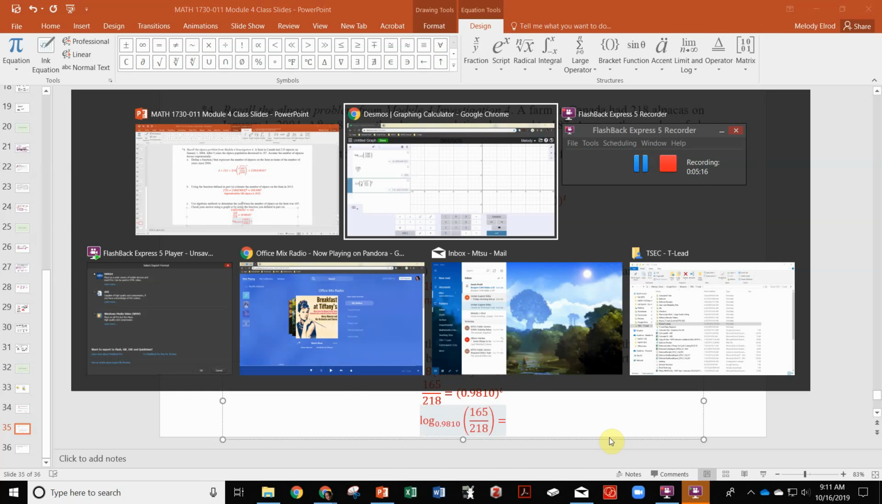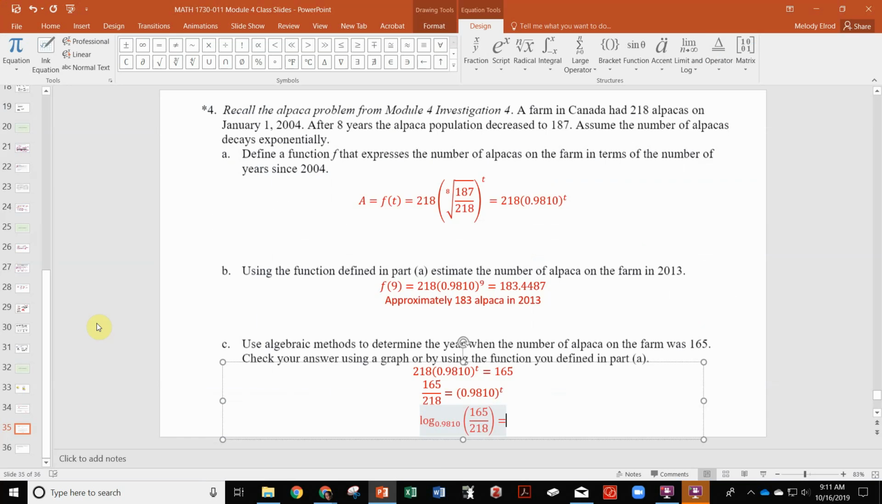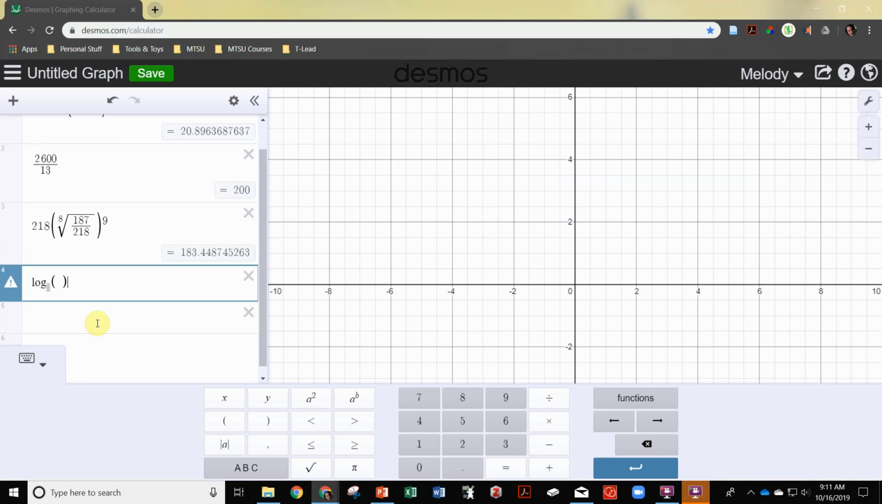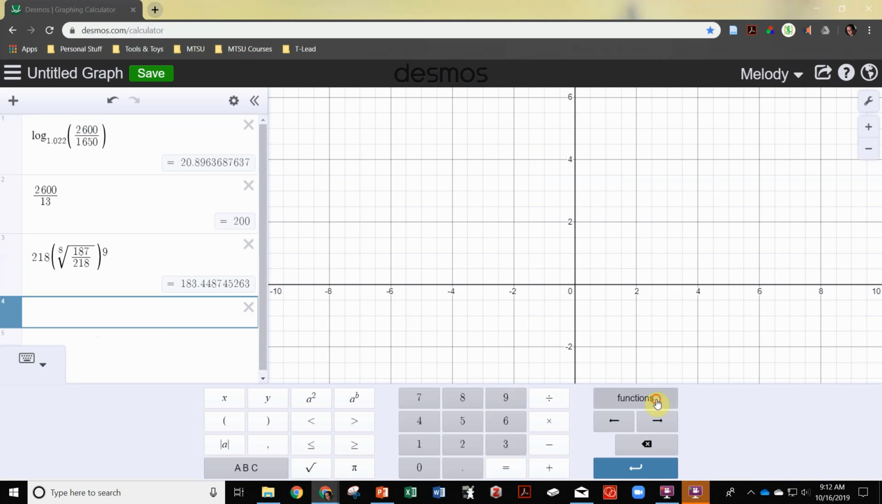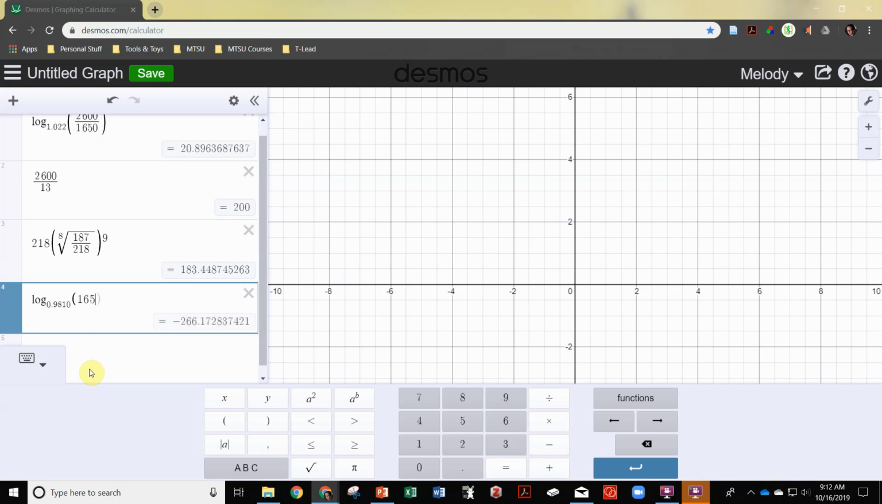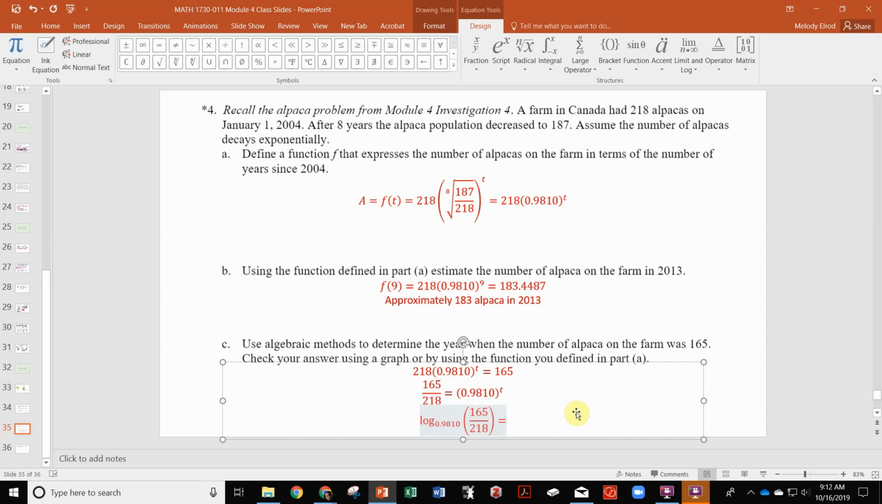So let's go over and figure that out. So if we take a logarithm, log base 0.9810 of 165 over 218, and that's 14.5208.